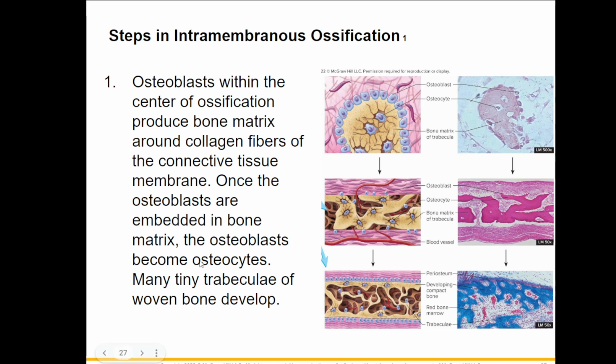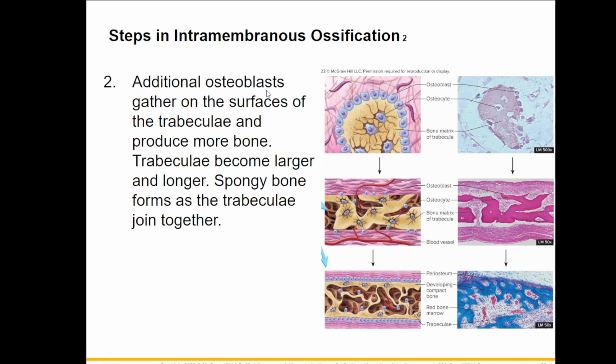osteoblasts will become osteocytes. So as mentioned, itong mga nasa loob, this one's inside, this will eventually become your osteocytes. And that space where they are found, that's going to be the lacuna. And as you can see in intramembranous ossification, you will find the formation of many tiny trabeculae.